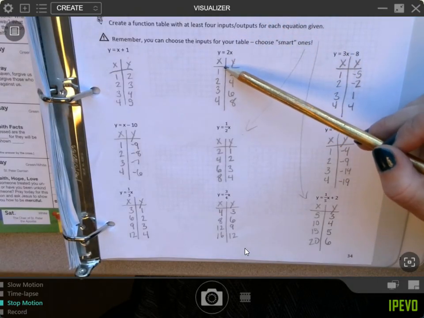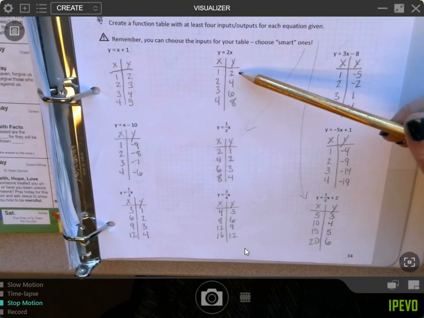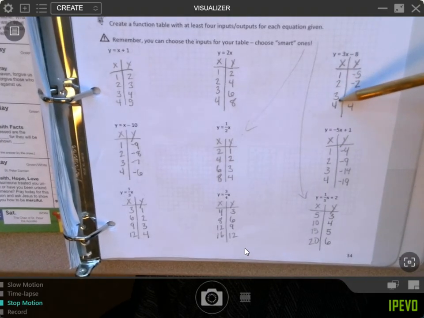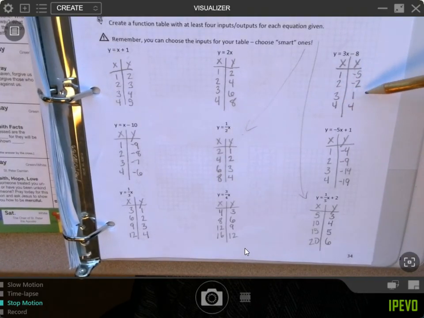Here I again put in the 1, 2, 3, 4. I got 2, 4, 6, 8. And here I put in the 1, 2, 3, 4, and I got -5, -2, 1, and 4. They were increasing by 3 each time.